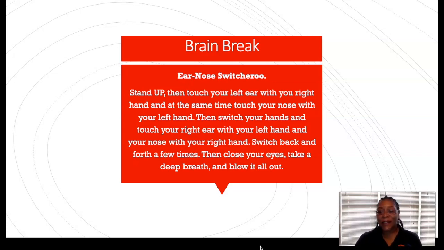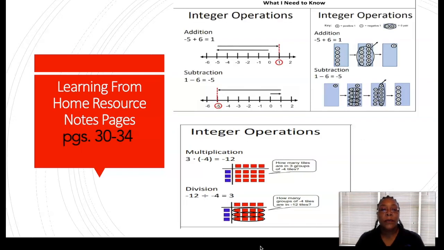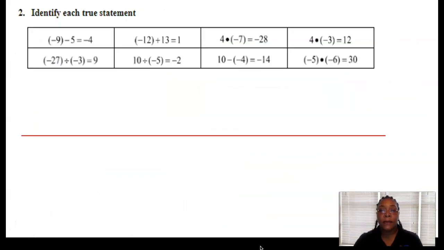Let's go ahead and get started again. Going back to our objective of the day, keeping us on track, we're going to add, subtract, multiply, and divide integers using models, illustrations, and integer rules, and solve integer problems in practical situations. We're going to be looking at our Learning from Home resource, pages 30 through 34. In the package, there are vocabulary words and these great illustrations and problems which we're going to be reviewing as we continue throughout the lessons.